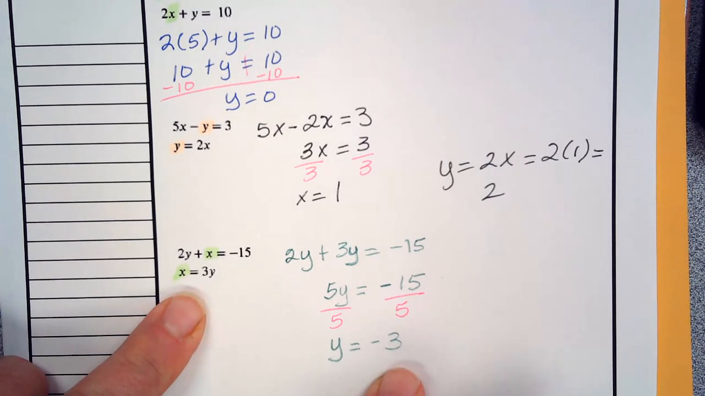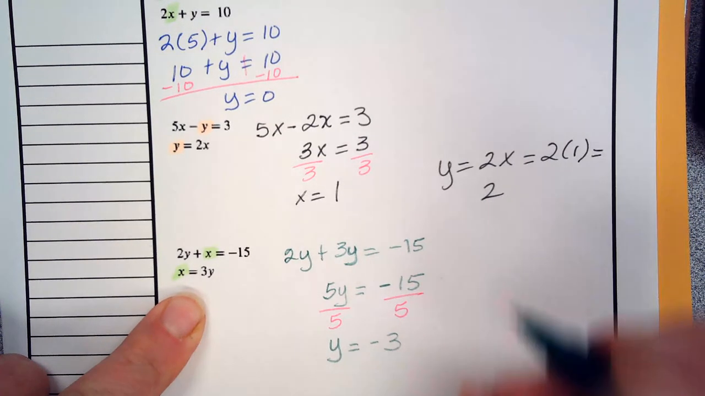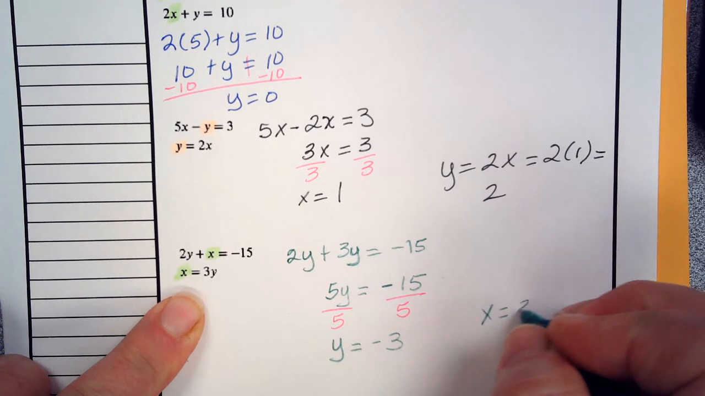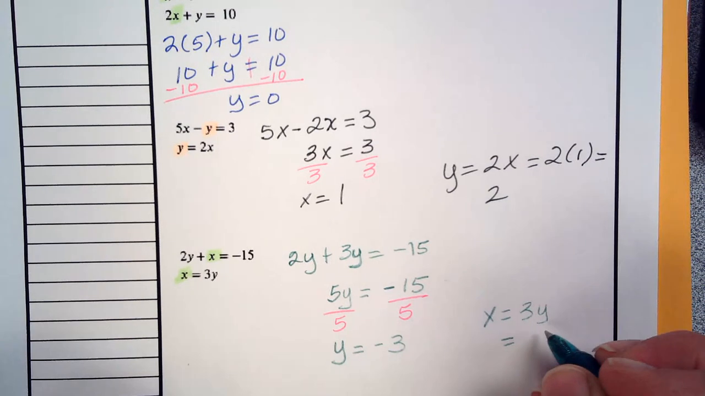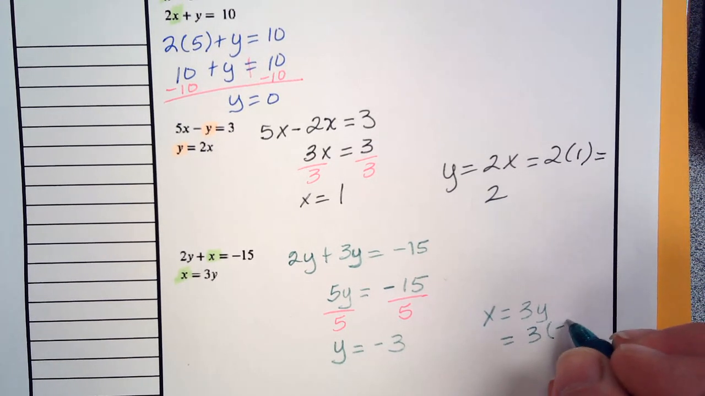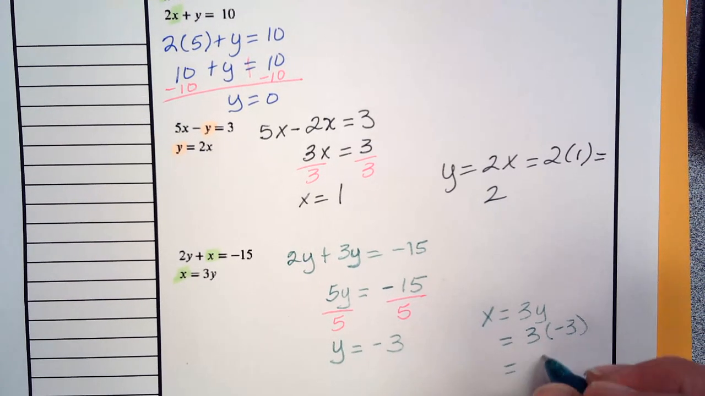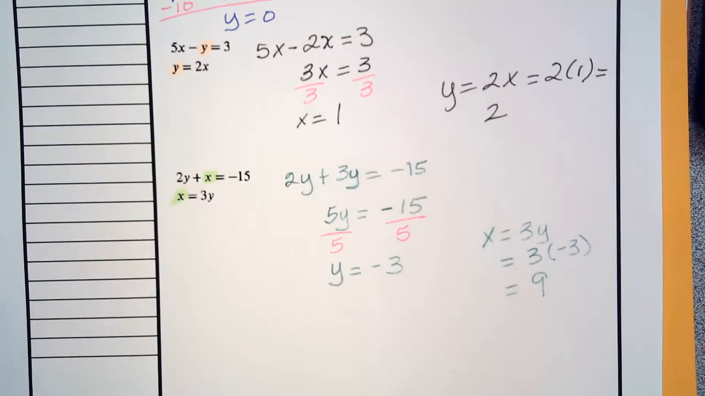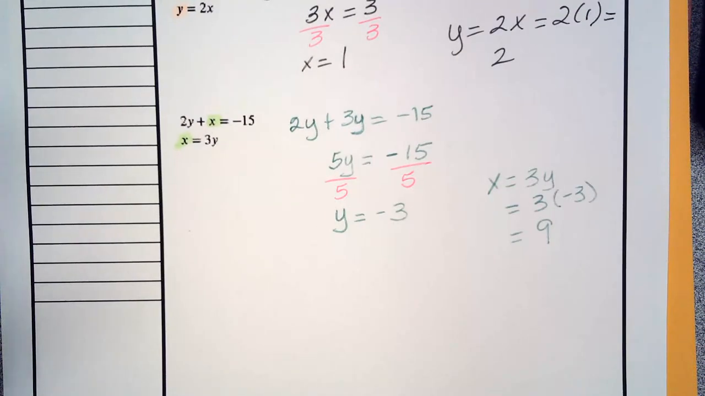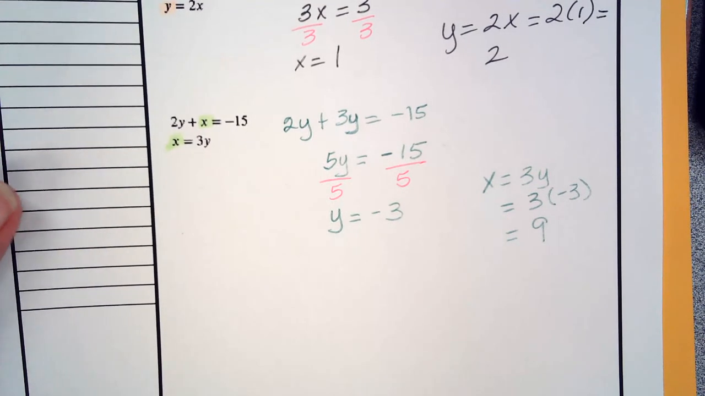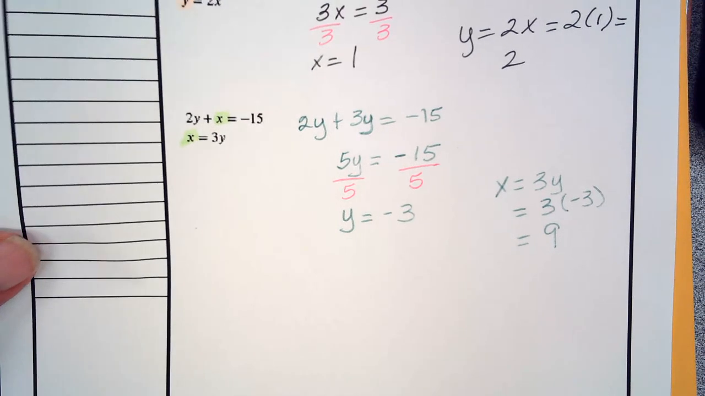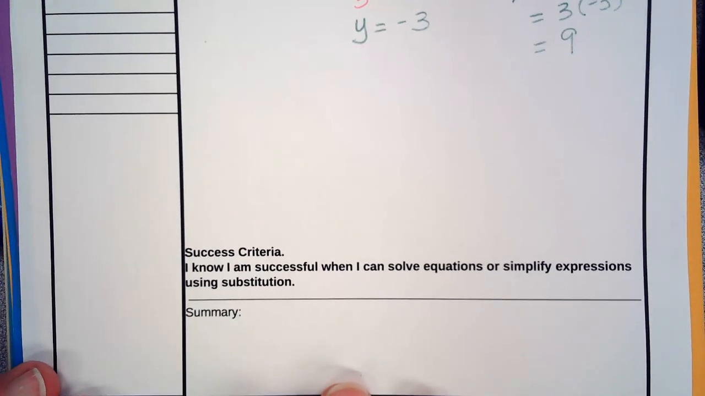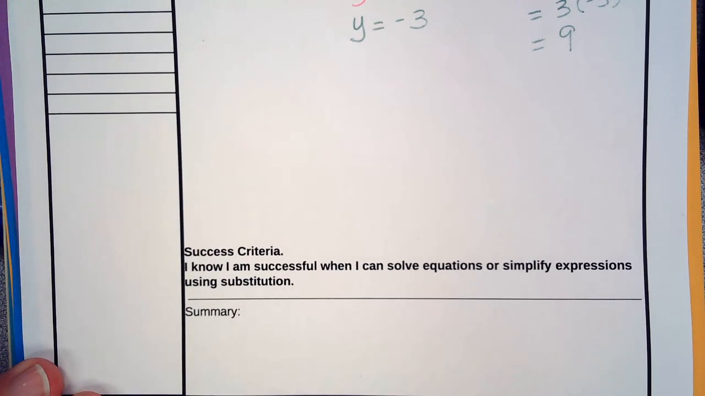If y is equal to negative 3, what is x equal to? Well, x is equal to 3 times y, but that is equal to, substitution again, 3 times negative 3, which is equal to 9. So y is negative 3 and x is 9. So, keep practicing. We will continue learning how to do this type of substitution. I know I'm successful when I can solve equations and simplify expressions using substitution.